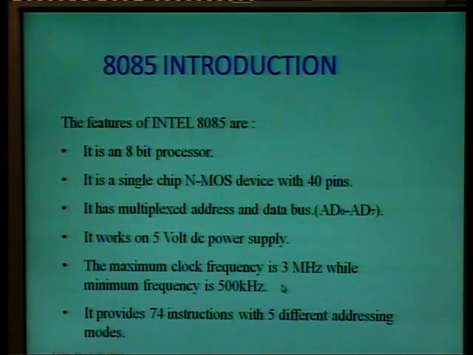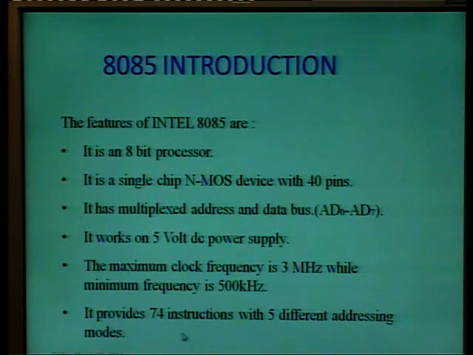Hello. Today we are going to discuss the 8085 introduction. The features of Intel 8085 are: it is an 8-bit microprocessor, it is a single chip NMOS device with 40 pins, it has a multiplexed address and data bus, that is AD0 to AD7, it works on a 5 volt DC power supply, the maximum clock frequency is 3 megahertz while the minimum frequency is 500 kilohertz.